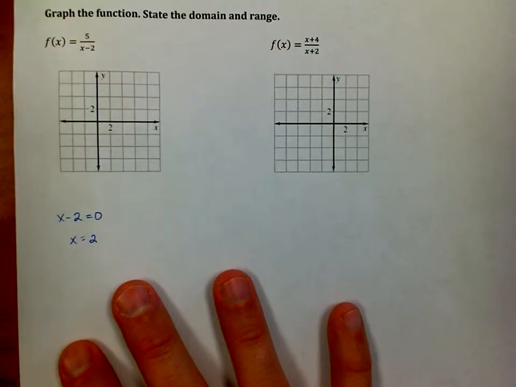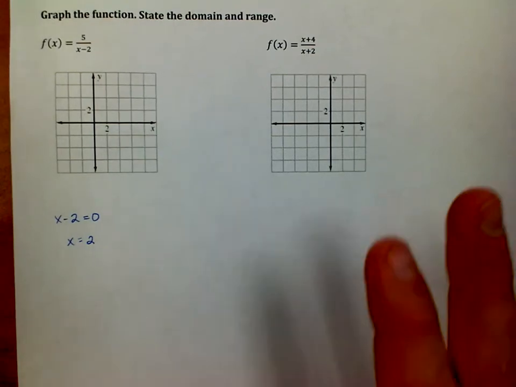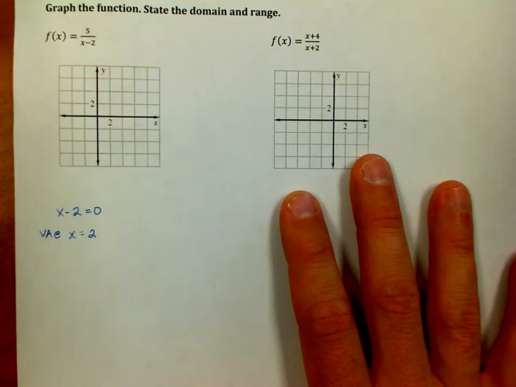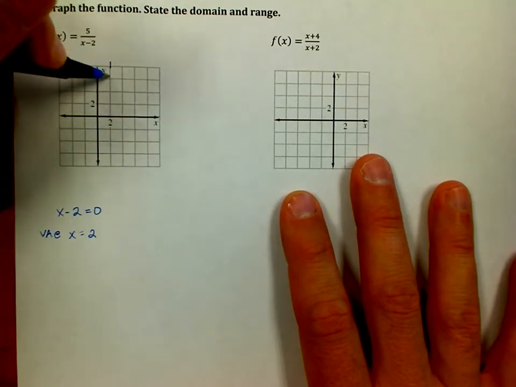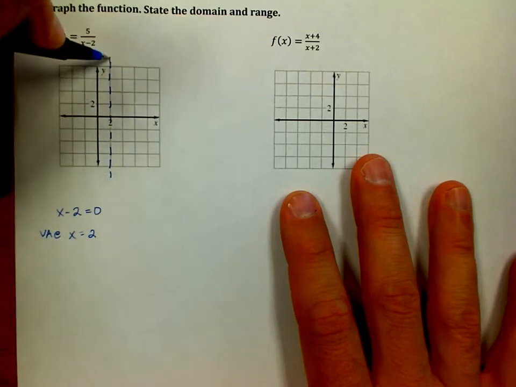That's going to be an issue because if I have 2, then I have 2 minus 2 in the function, and I have 5 divided by 0, which is an issue. So what I know then is I have a vertical asymptote at x equals 2. And so I'm going to draw a dotted line up and down at x equals 2.